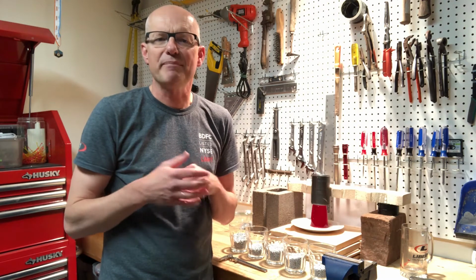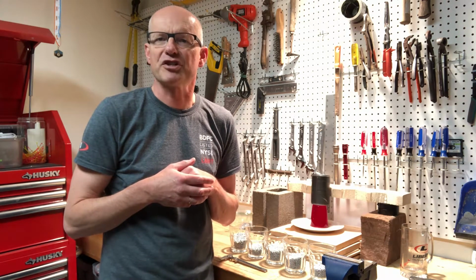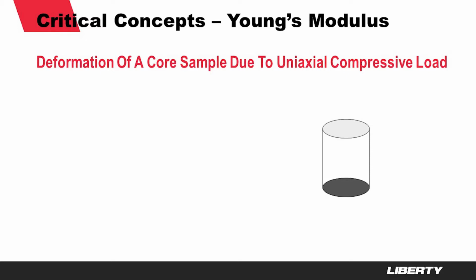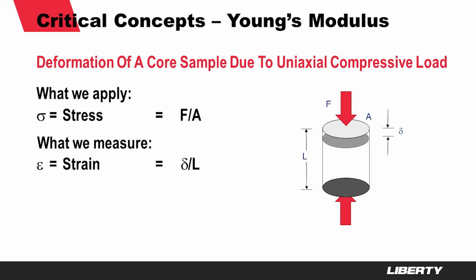Now, the most common measure of the stiffness of this material is what we call the Young's modulus. The Young's modulus can be measured in a simple uniaxial compression test. A load F is applied to an area A along a cylindrical core sample. Unit of force is pounds and unit of area is square inches, combining into pounds per square inch, or psi. The sample will shorten due to the load.